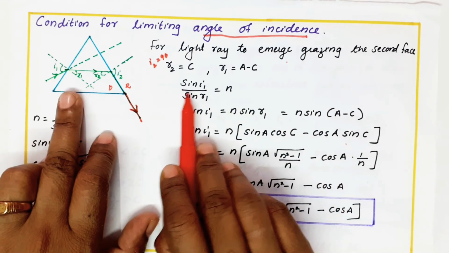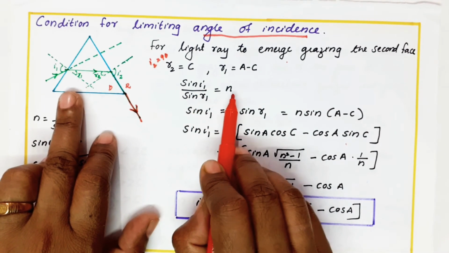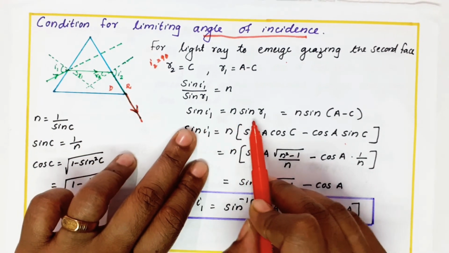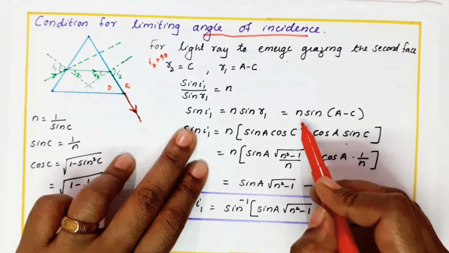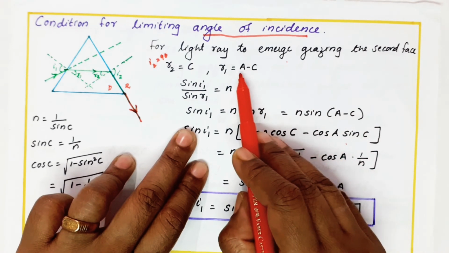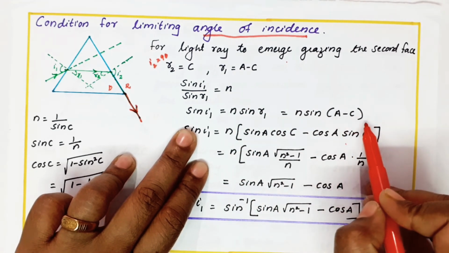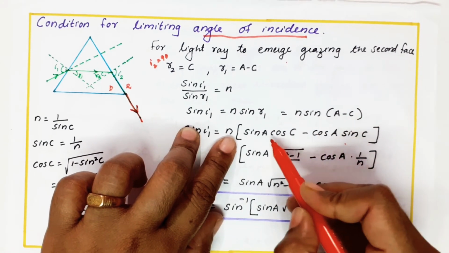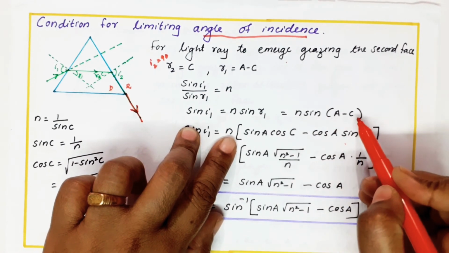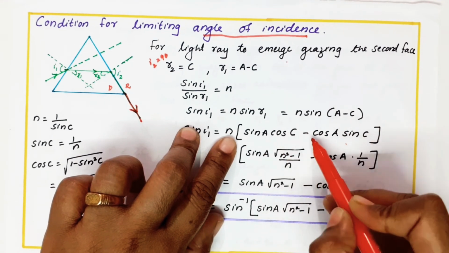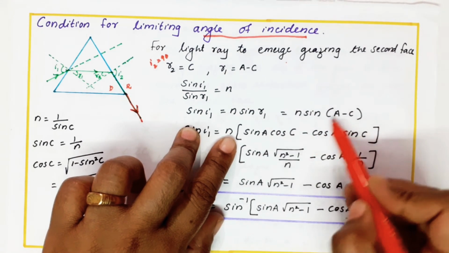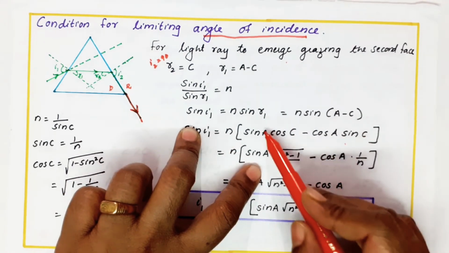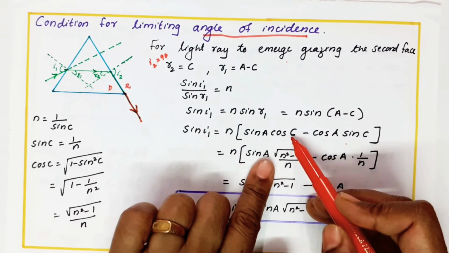Snell's law says sin I1 by sin R1 equals N. So sin I1 is N sin R1. That is N sin, what is R1? R1 is A minus C. Here I am applying the trigonometric relation sin(A minus B) equals sin A cos B minus cos A sin B. So it is sin A cos C minus cos A sin C.